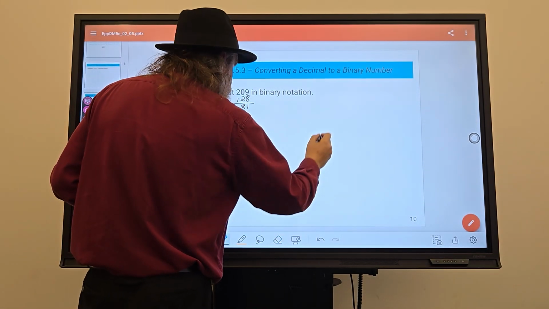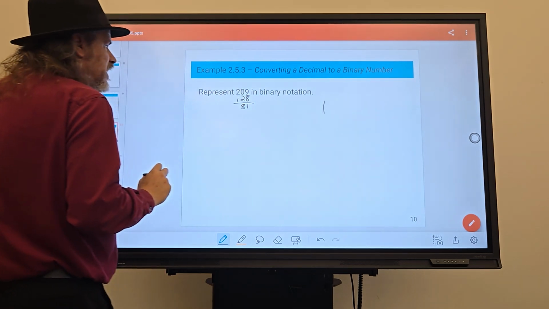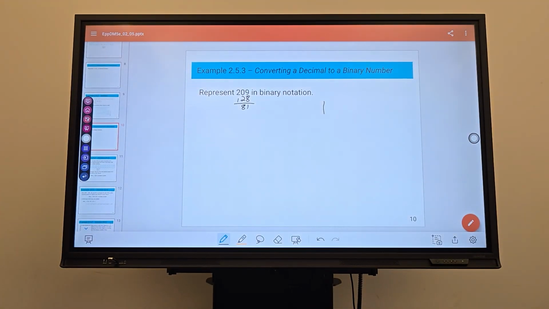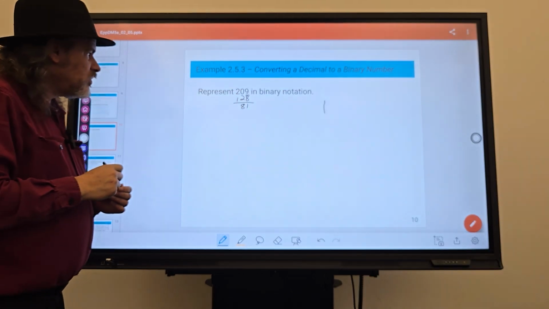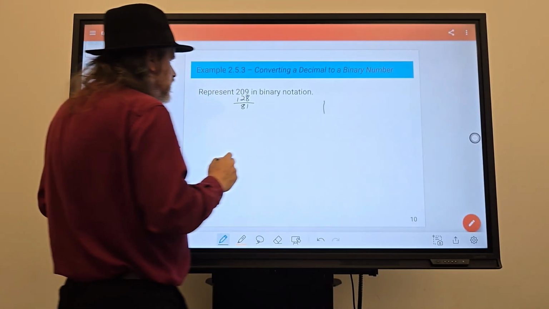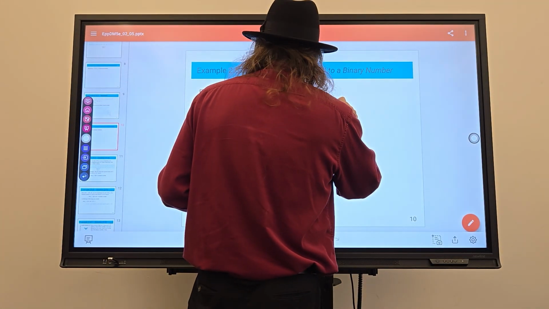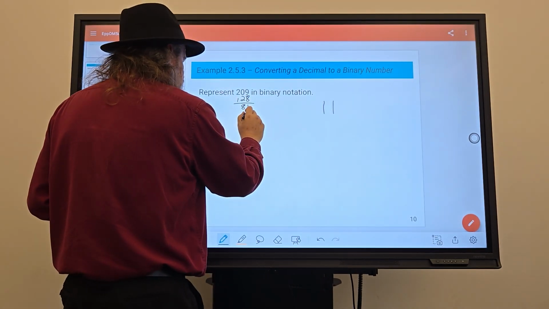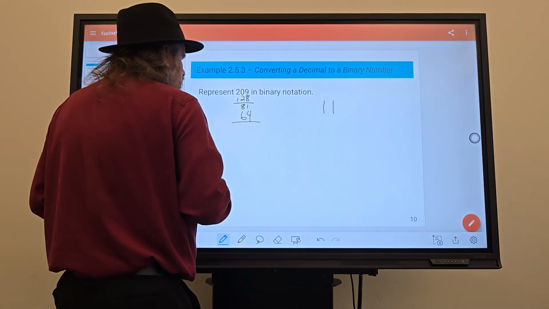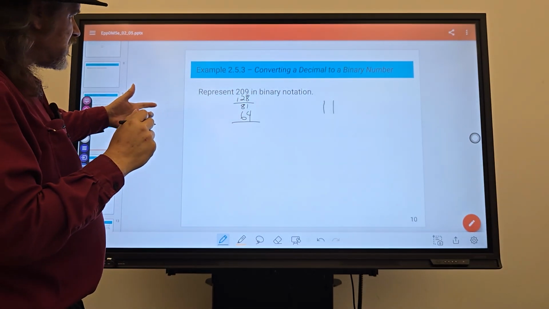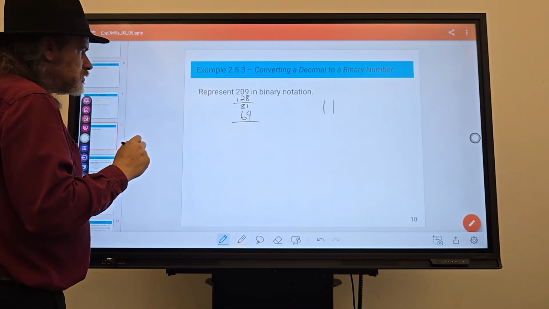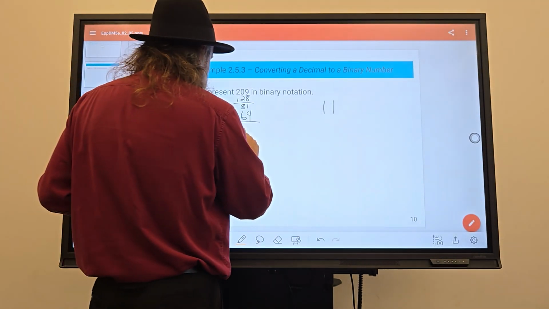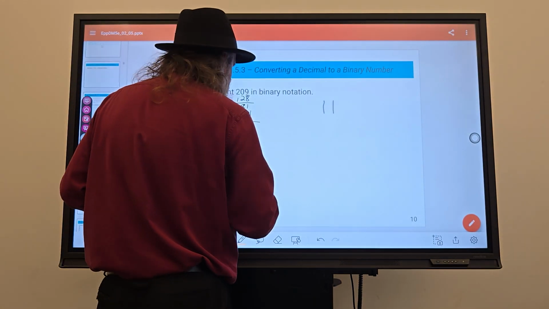Oops. Okay. 81 is between 64 and 128. So put a 1 in the 64's place. Subtract 64 from this. What is that? 17? Yeah, 17. 17 is the result there.